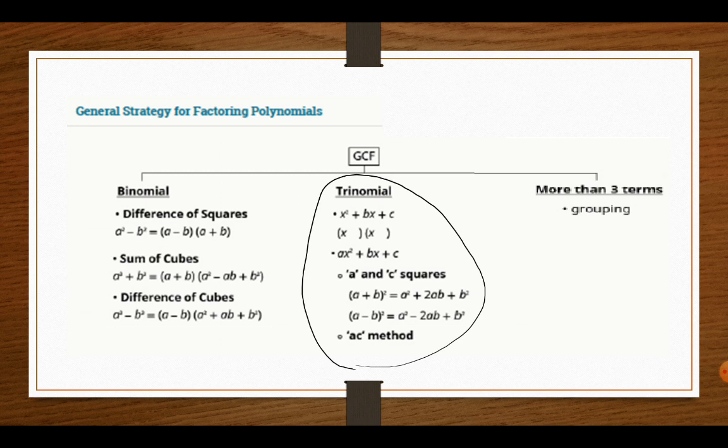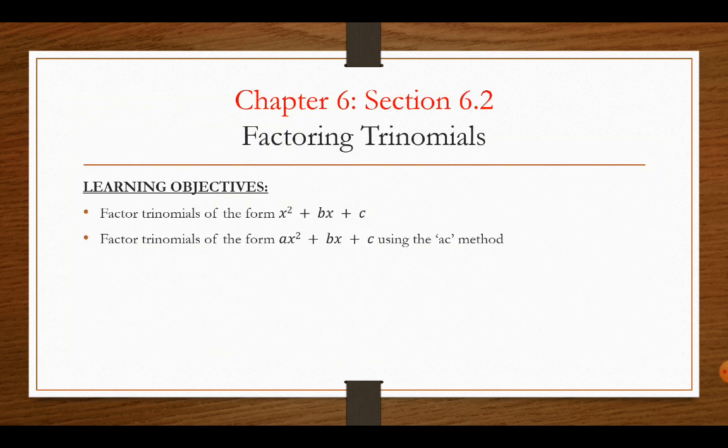And they come in two different flavors. That's the x squared plus bx plus c format and the ax squared plus bx plus c format. And in both cases we use what's called the AC method. So that is our focus here, factoring trinomials in the format that you see here.